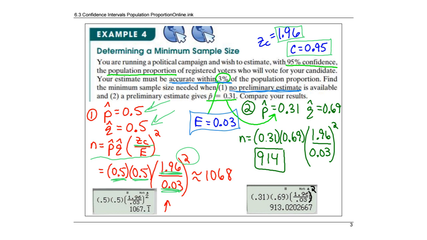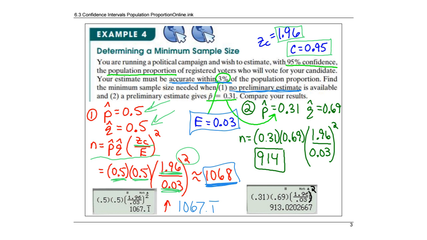Now, just like in section 6.1, we are going to round up no matter what because we want to be on the safe side and make sure that we have a large enough sample size. It never hurts to have a bigger sample size. It does hurt to have a smaller one. And so in this case, we have 1067.11111. As long as it's just a little bit over, we are going to jump up to the next number. So we are actually going to go to 1068 for our sample size.